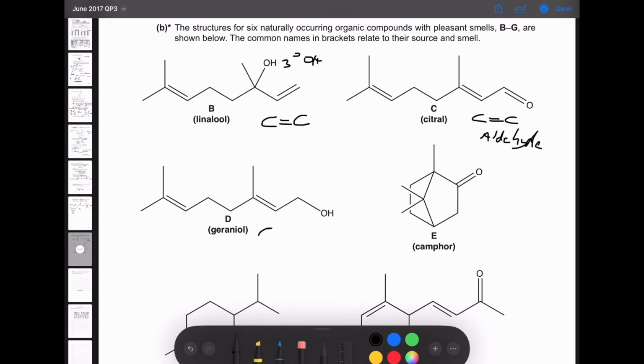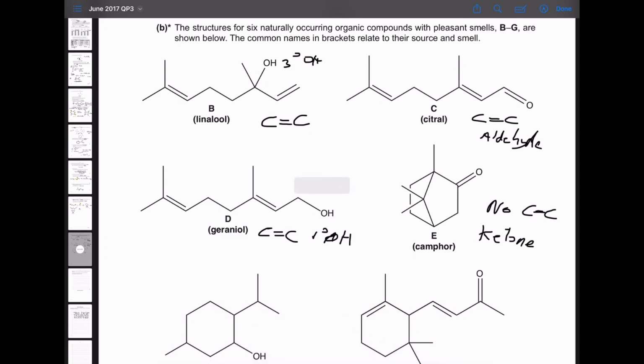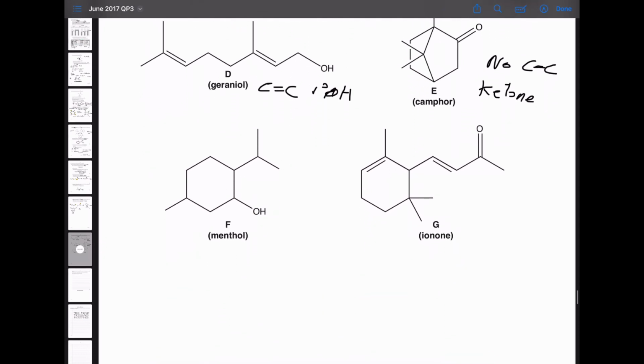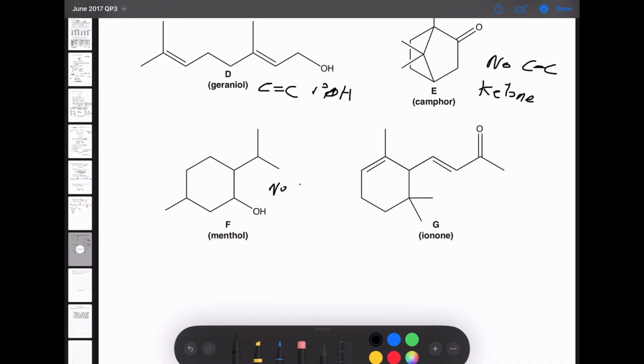On D, we've got C=C and a primary alcohol, primary OH. On E, we've got no C=C double bond, and instead we've got a ketone. On F, we've got no C=C double bond, and instead we've got a secondary alcohol. And then G, we've got C=C and a ketone.